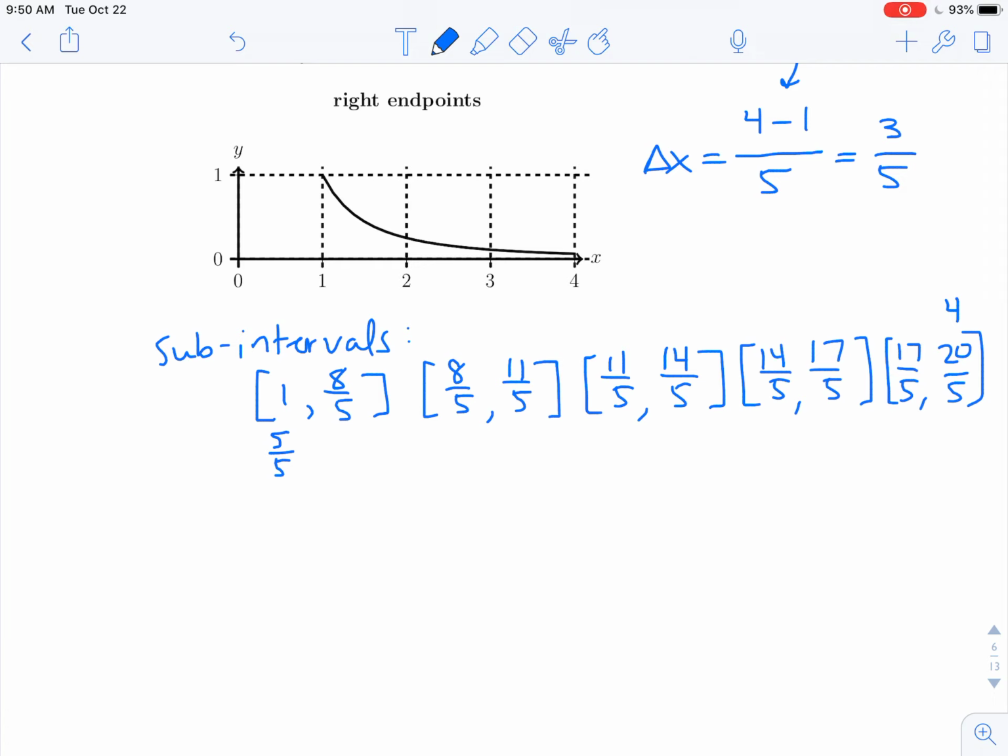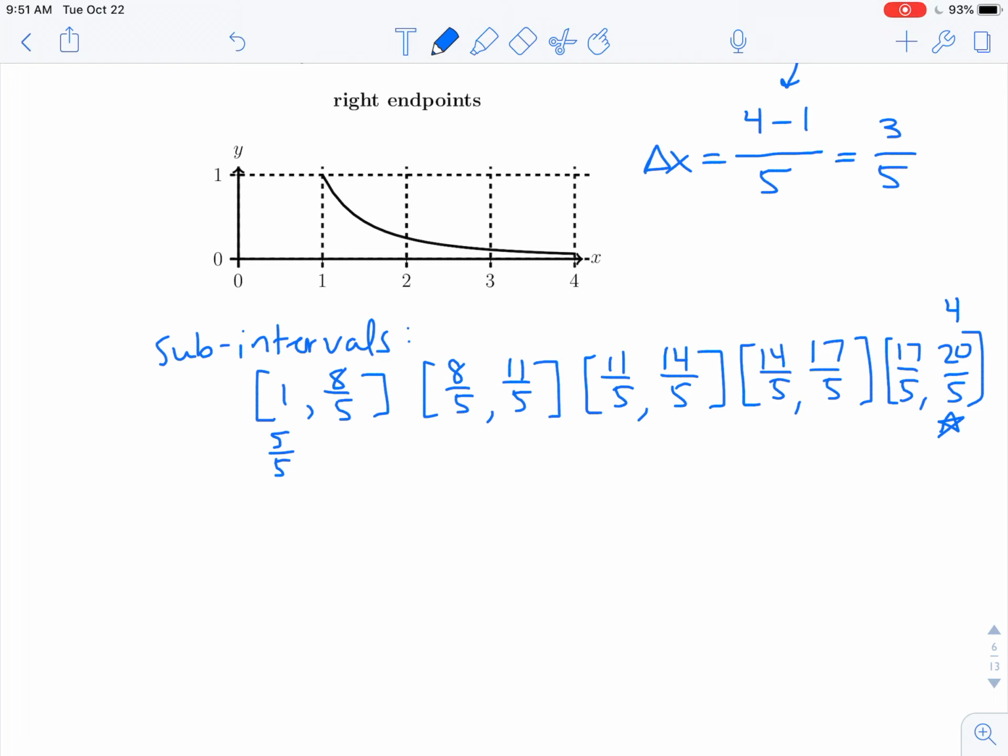When I made a mistake subtracting on my paper, I could tell that I had done it because when I got to this point at the very end, when I had 5 subintervals, I didn't end at 4. I ended at something else. And so I realized that I needed to go back and check my subtraction to get my delta x. So those are our subintervals.